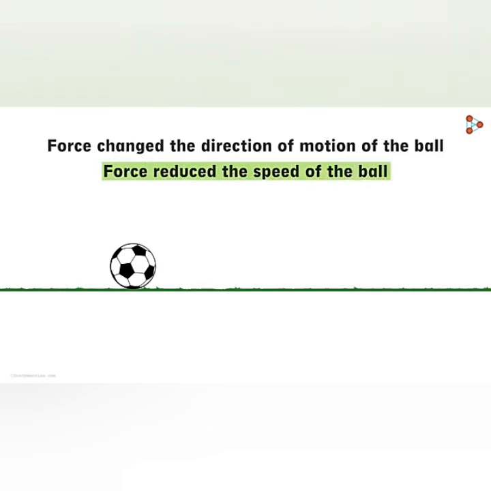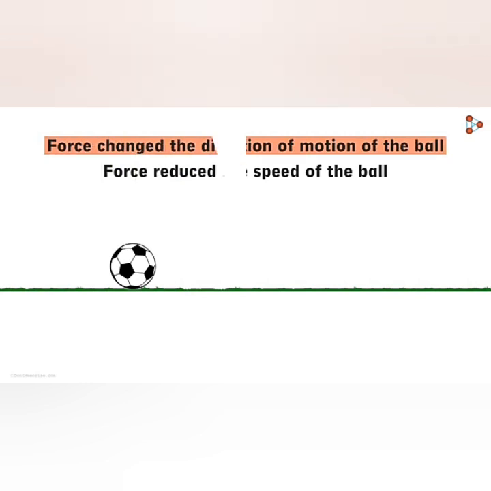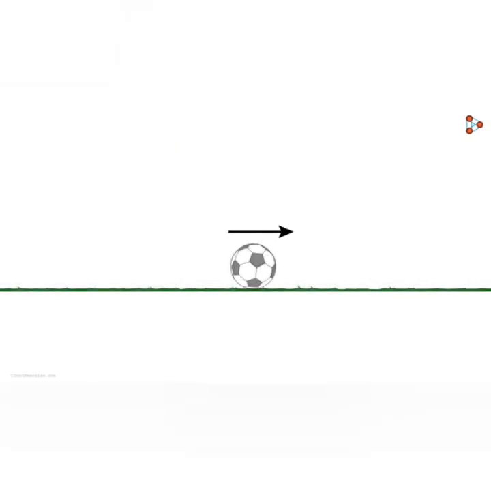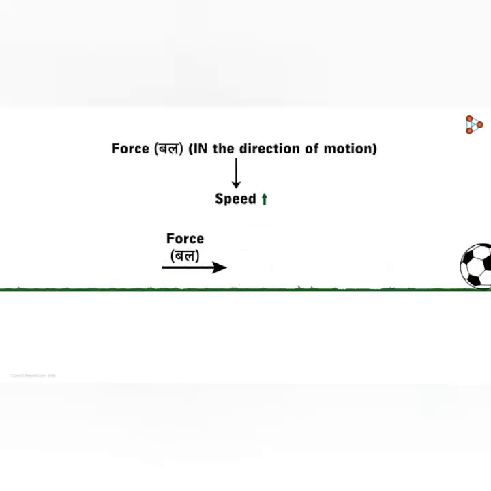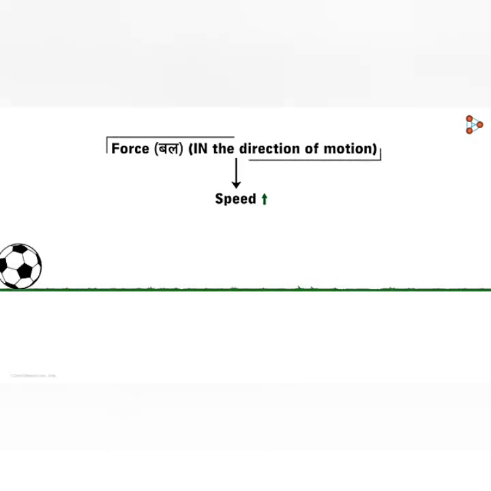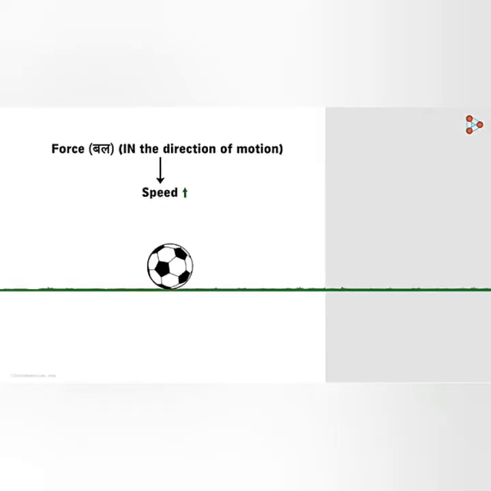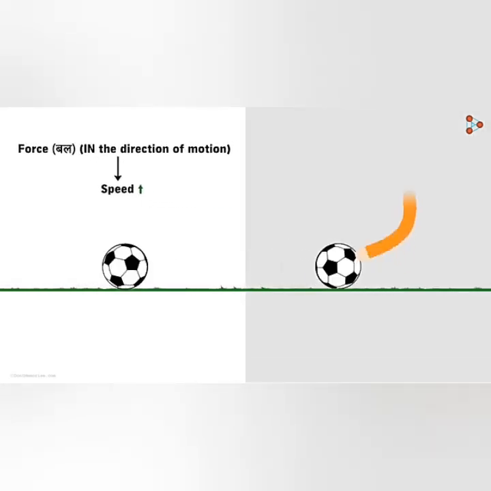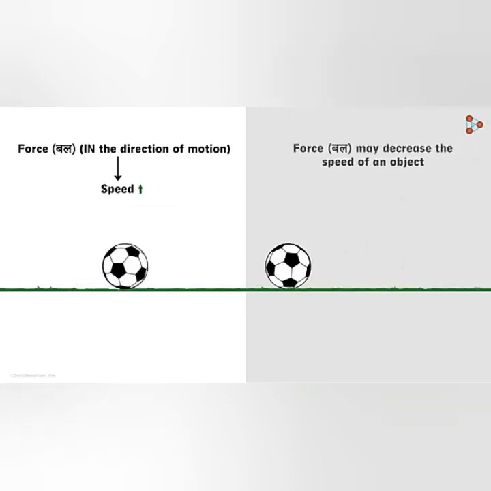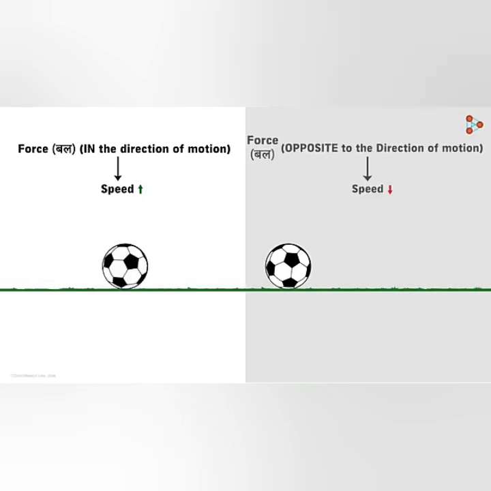Let me recollect the effects of the force in the two cases. So when we apply the force in the direction of the motion of an object, the speed of the object increases. In the same way, in the second case, when force is applied in the opposite direction of the motion of an object, the speed of the object decreases and it changes the direction of the motion.